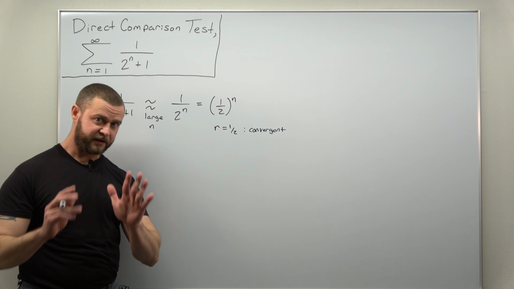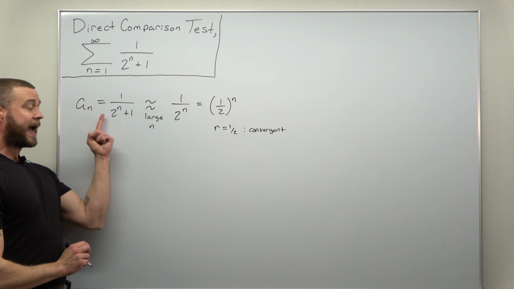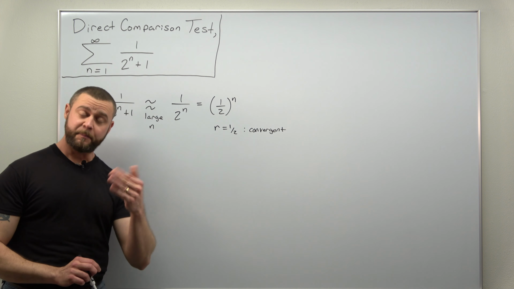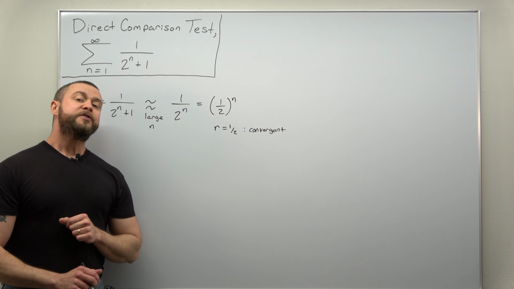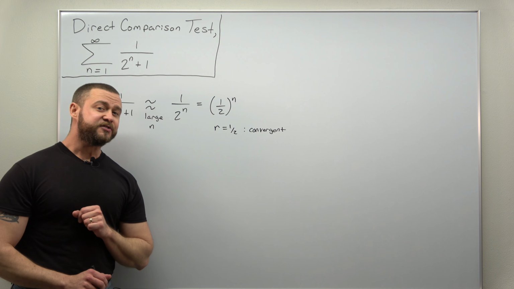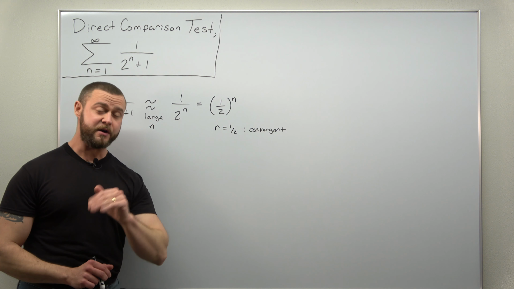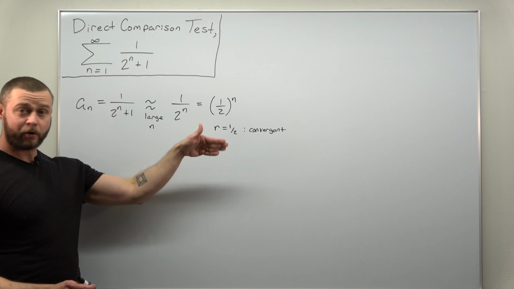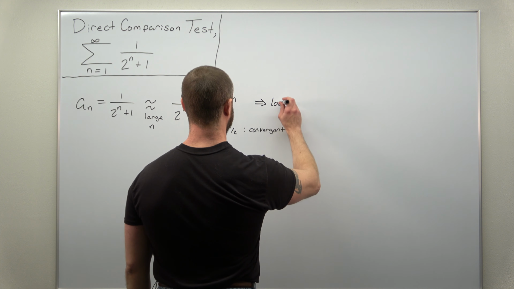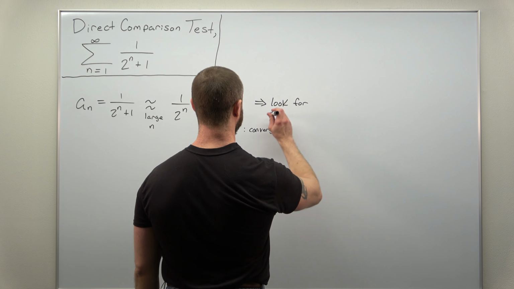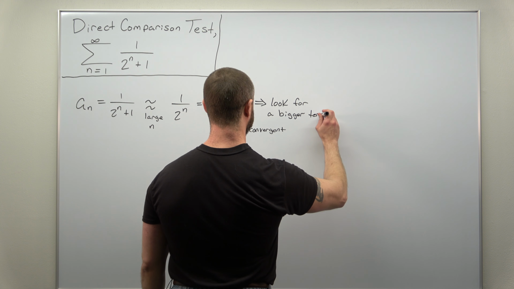Now this doesn't prove anything, make sure you realize that, but this at least gives us some guidance. Our infinite series behaves like a convergent infinite series. So this should tell us for the direct comparison test, we want to look for a bigger infinite series that we know for sure converges. So all this says is this is going to guide us to looking for a bigger term.